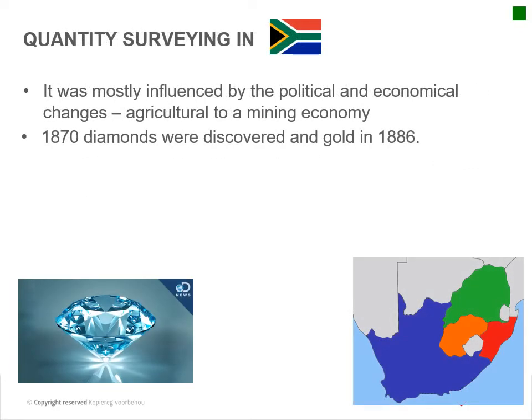So looking at quantity surveying in South Africa, it was mostly influenced by political and economic changes. South Africa moved from an agricultural based economy to a mining economy, which stimulated a lot of growth. And in the 1870s, diamonds were discovered and gold in 1886, which had a big influence on how things were done in South Africa.